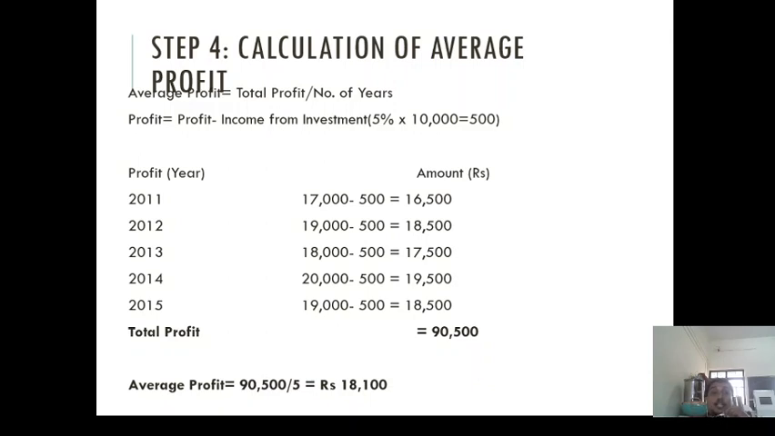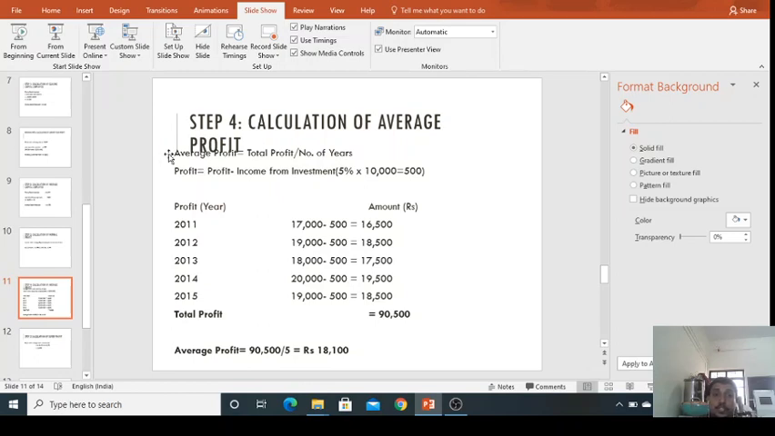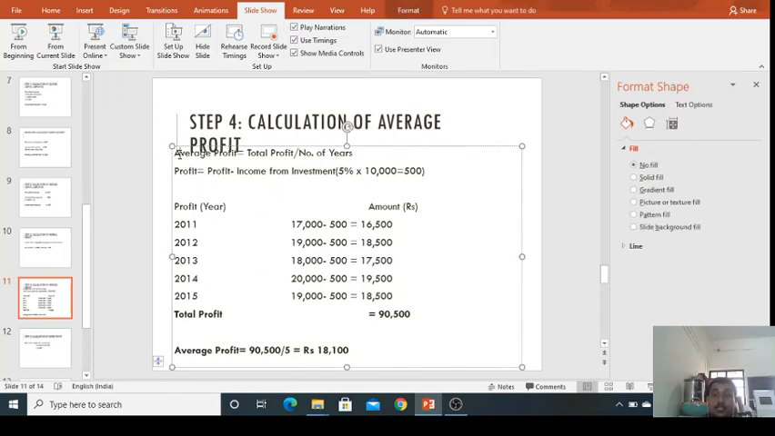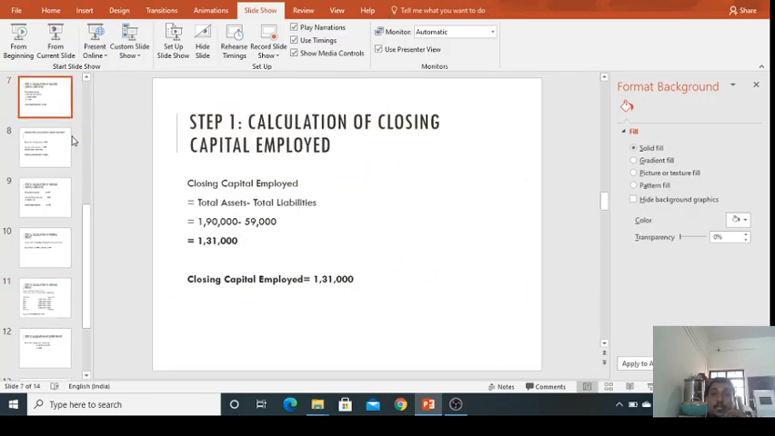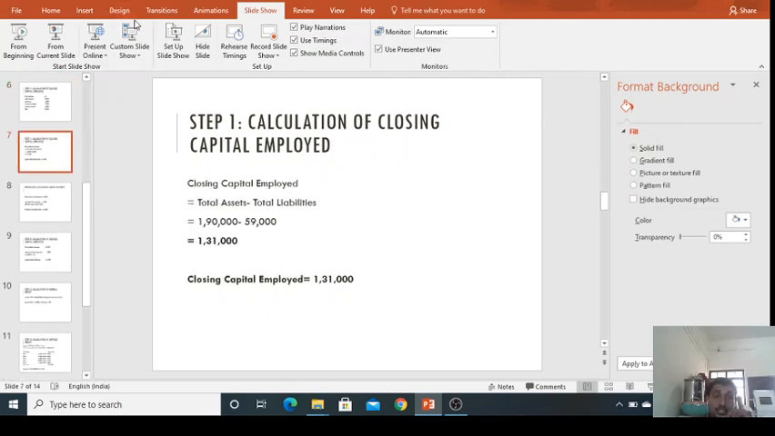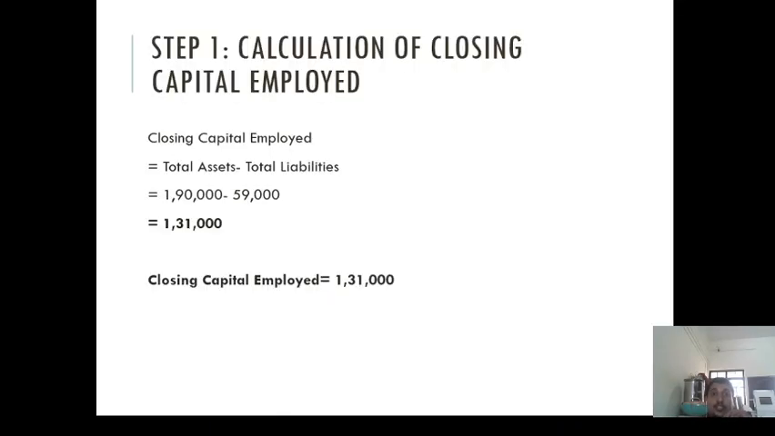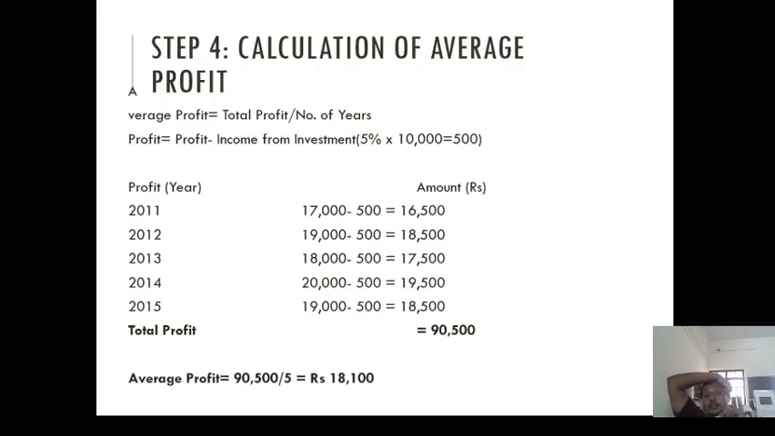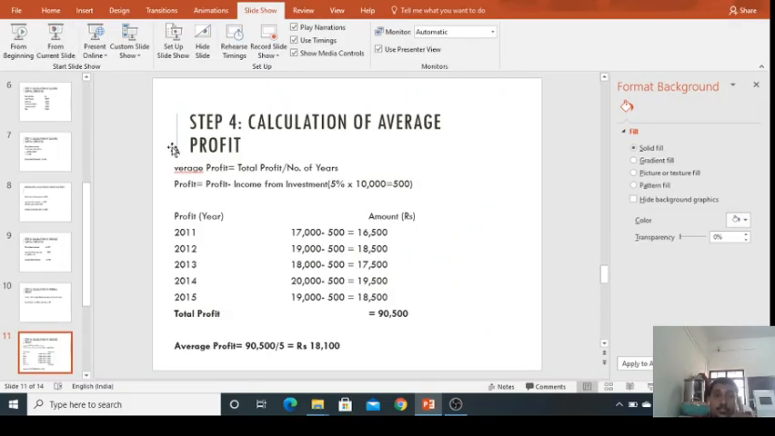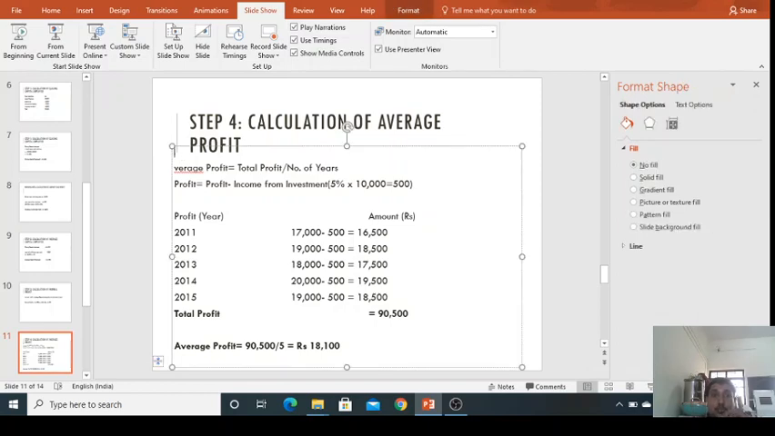Average profit is something that we know. What is average profit, Harry? Average profit is equal to total profit divided by... okay, just give me a second. Okay, so we were calculating average profit. Average profit is nothing but total profit divided by number of years, right?